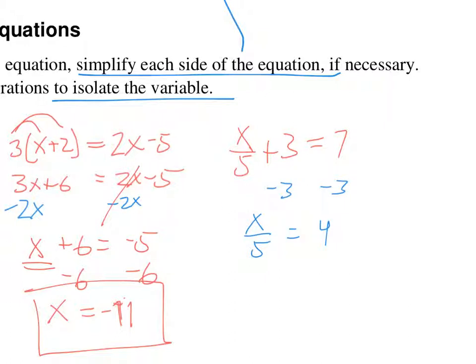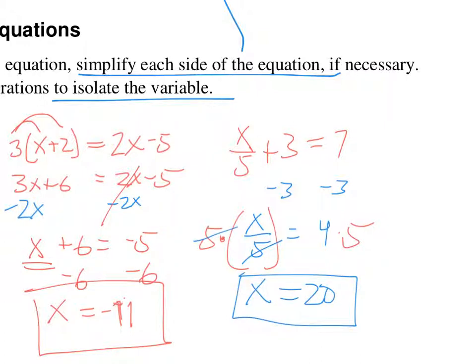Now remember, this is a fraction. Fraction means division. So how do we undo division? Well, the opposite of division is multiplication. So let's multiply by the 5, because we want to get rid of the 5. So multiply both sides by 5. Dividing by 5 and multiplying by 5 are inverse. That's going to undo each other. X divided by 5 times 5, well, that's just going to be x, and that's what we want. And we have 20.